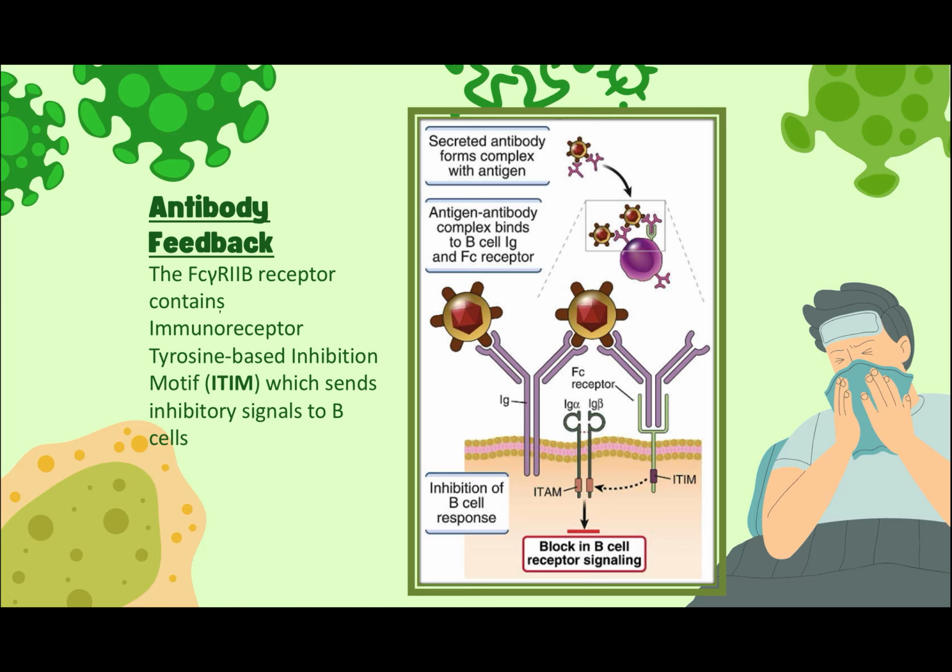Antibody feedback occurs in order to prevent overactivation of the humoral response that could potentially lead to tissue damage. At the same time a B cell's BCR recognizes an antigen, an inhibitory receptor, Fc gamma R2b, binds to the Fc region. This Fc receptor contains an immunoreceptor tyrosine-based inhibition motif on its tail, which sends signals to the B cell that block the further activation of the B cell.